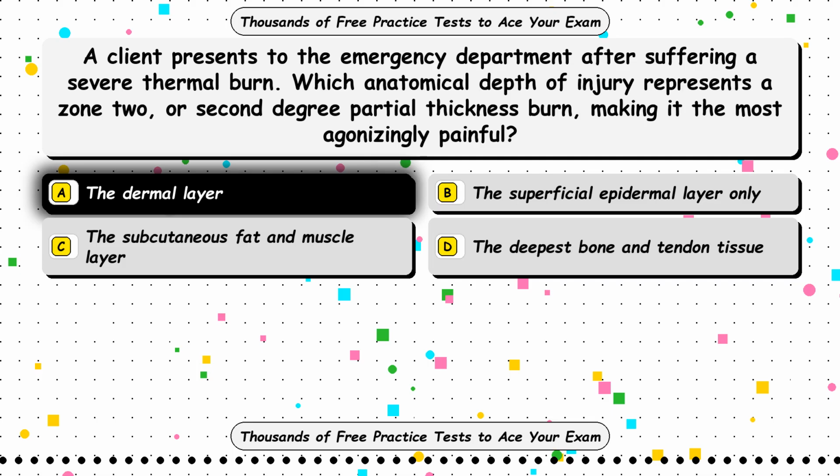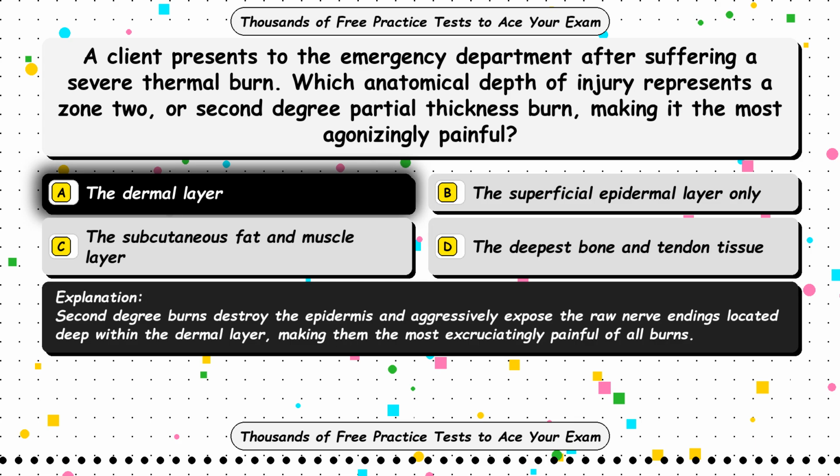The correct answer is option A. The dermal layer. Second-degree burns destroy the epidermis and aggressively expose the raw nerve endings located deep within the dermal layer, making them the most excruciatingly painful of all burns.